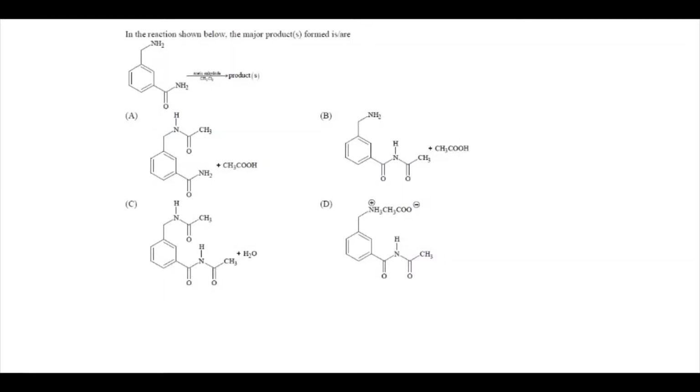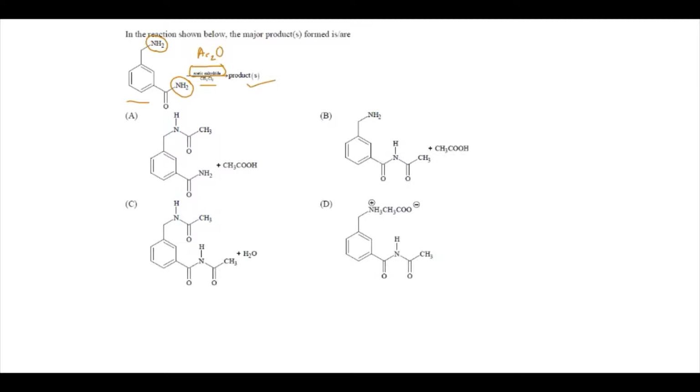In this question, a starting material which has two NH2 groups will react in the presence of acetic anhydride. So acetic anhydride is written here. The font is very small, so probably you cannot see it, but acetic anhydride is written in this position. So it will react with acetic anhydride in the presence of DCM, or dichloromethane, which is the solvent. So now we have to predict the product in this reaction.